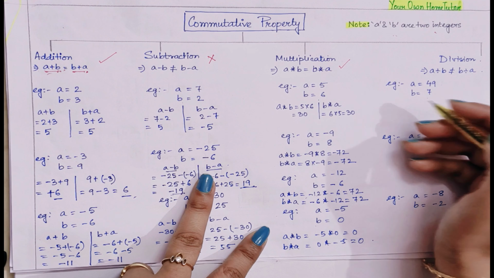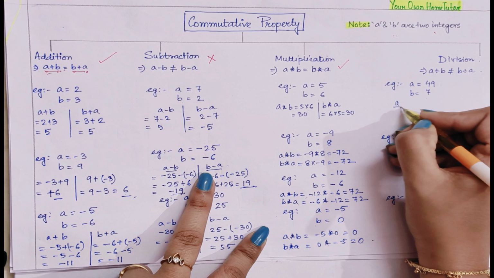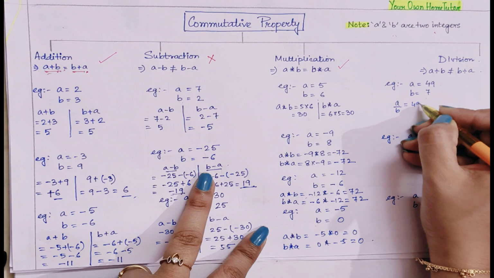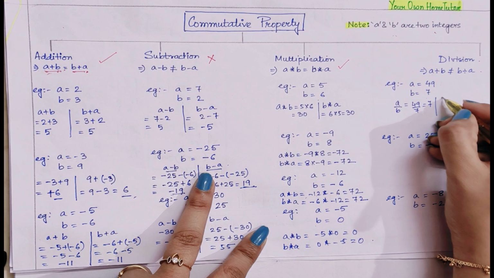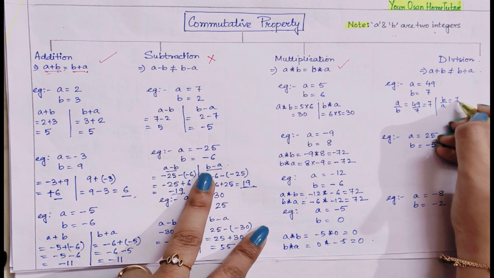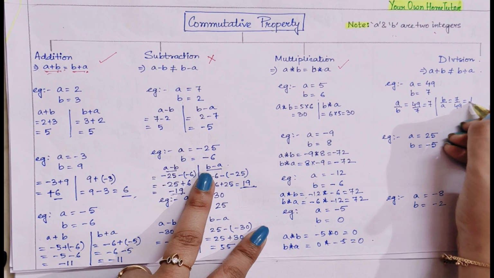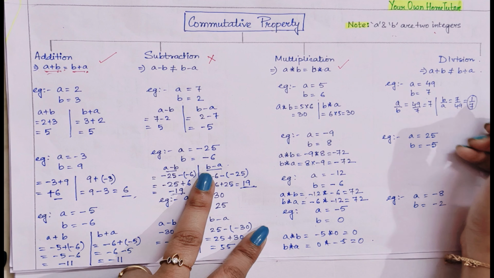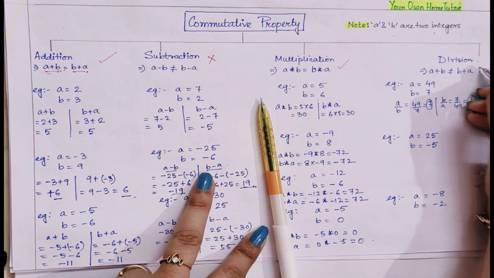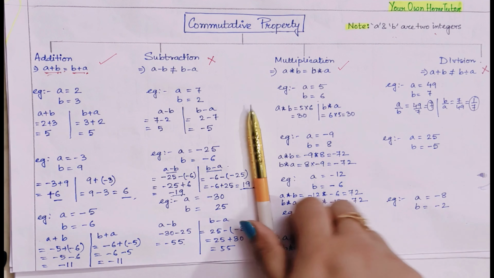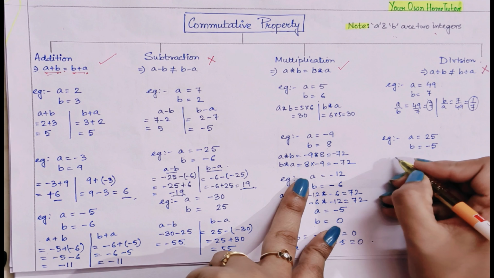If a is 49 and b is 7, then if I divide a by b, I get 7. But if I divide b by a, then I get 7 by 49, which is 1 by 7, and this is not equal to this. So the commutative property is not obeyed in division. Let us take another example.